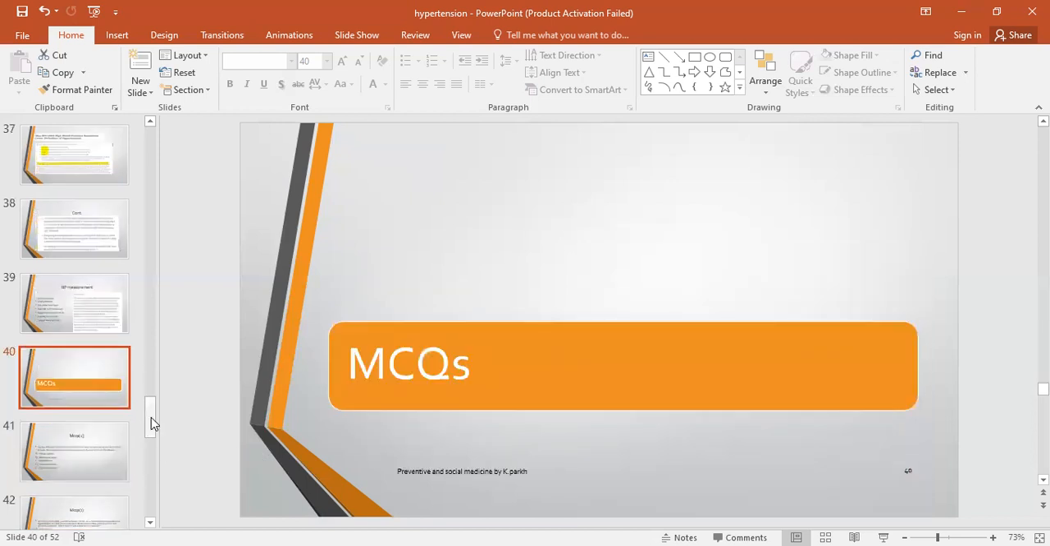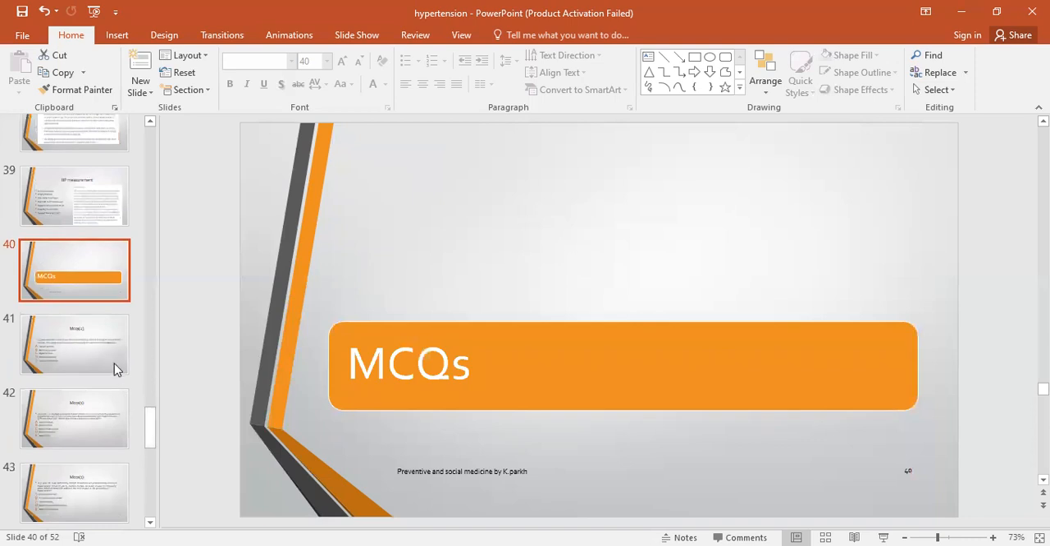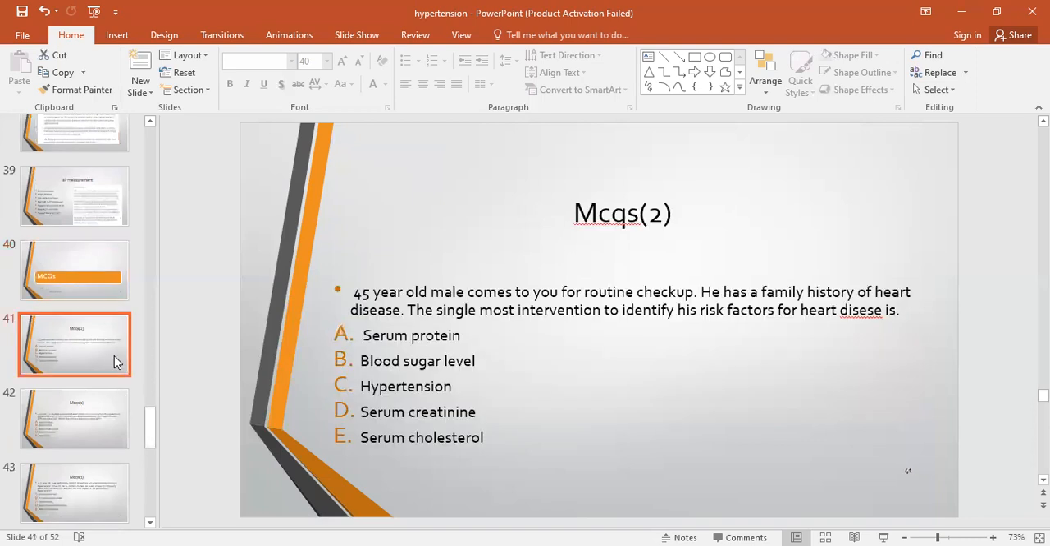Now it's time for the MCQs. A 45-year-old male comes to you for a routine checkup. He has a family history of heart disease. The single most important intervention to identify his risk factor for heart disease is: serum protein, blood sugar level, hypertension, serum creatinine, or serum cholesterol. C, hypertension.